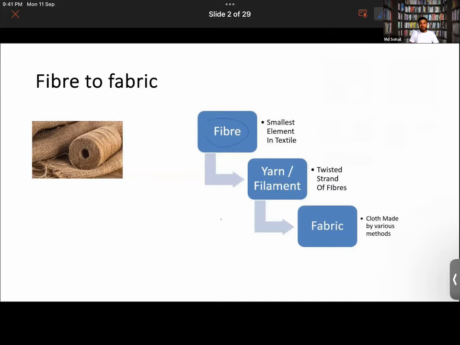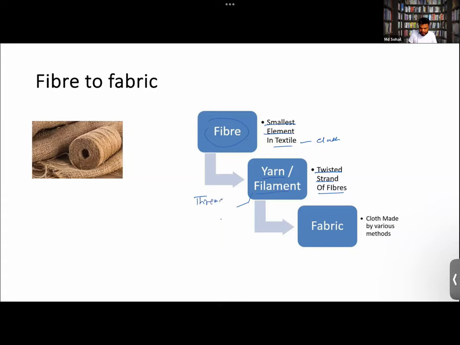Fiber is what? Fiber is the smallest element in textile. Textile refers to clothes. The fiber is the smallest element in what, guys? In the textile. And using that fiber, what do you do? We make yarns. We make threads. So a twisted strand of fibers is called yarn or filament. Then using that yarn or filament, or whether you call it thread, clothes are made, as you can see here.